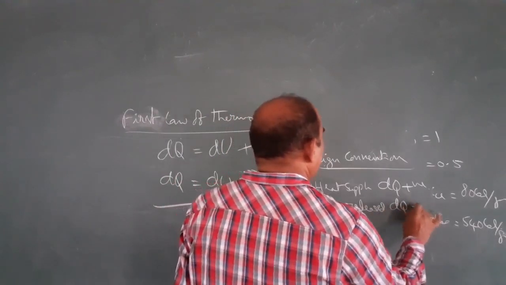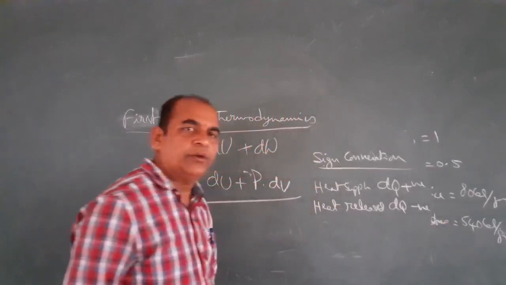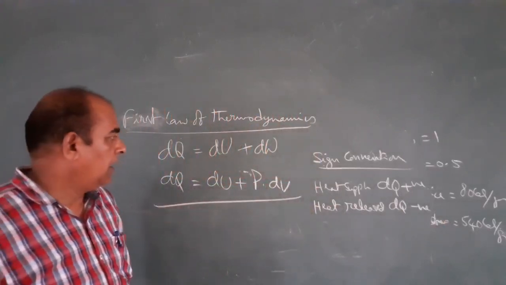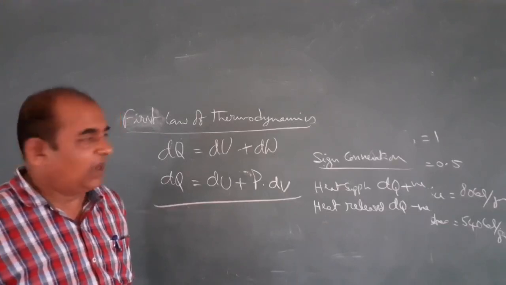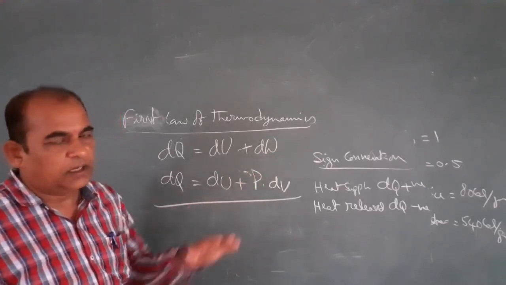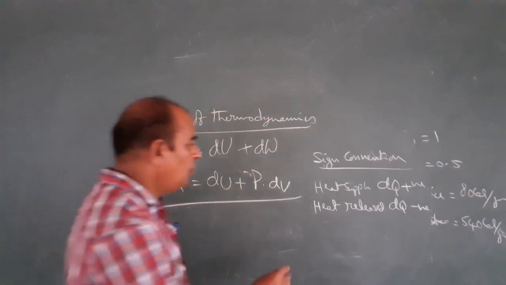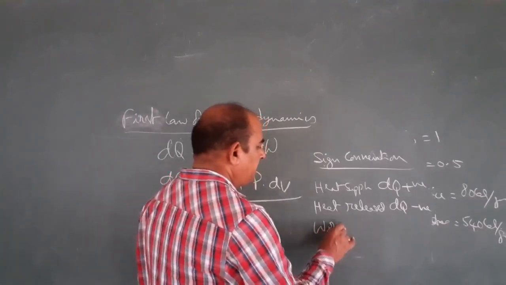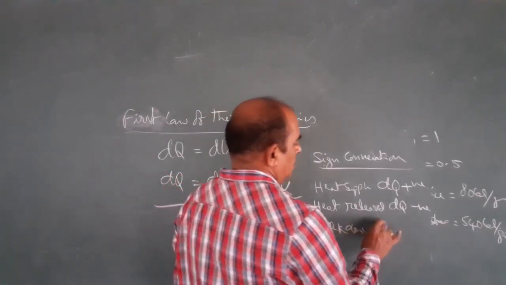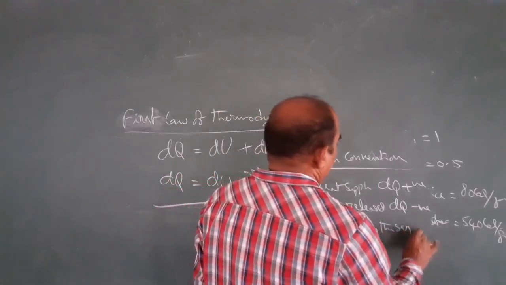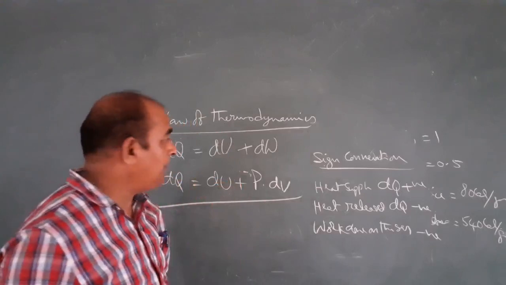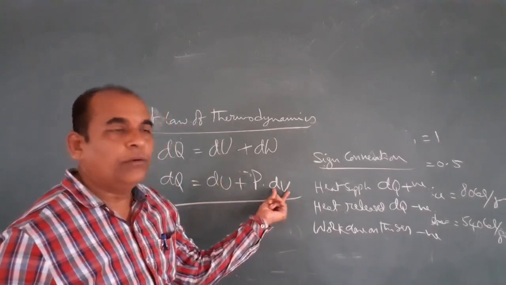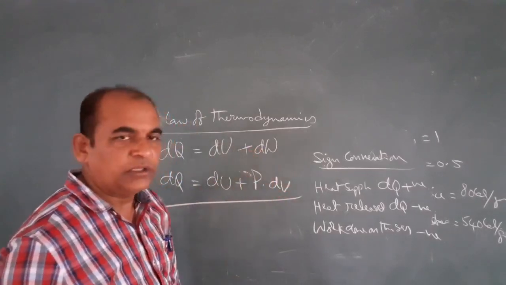dQ negative means heat released. And work done on the gas means the gas is compressing, so dV is negative. That's why dW is also negative. Work done on the gas is negative, so dW negative.